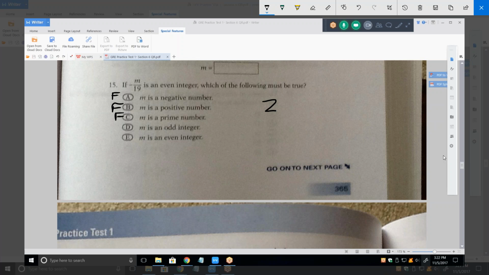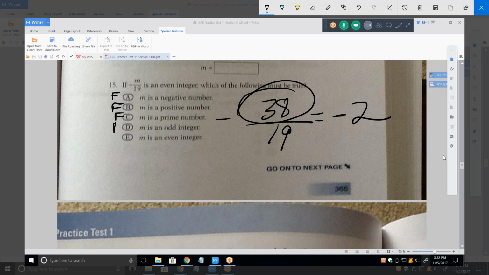Well, I just showed that m could be 38. And 38 divided by 19 is an even integer, and yet m was not odd. Now, you see how I disproved D? I found an even integer that made this statement true. If that statement is true when m is an even integer, then it clearly doesn't mean m is an odd integer.